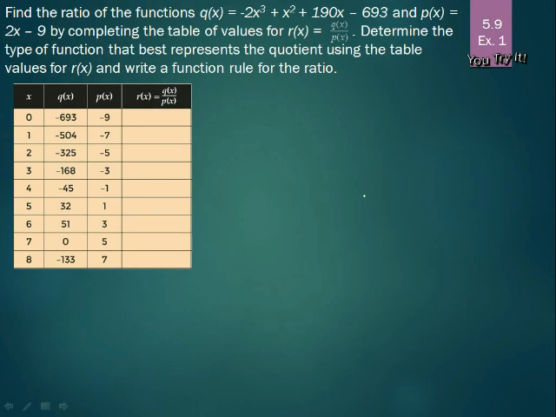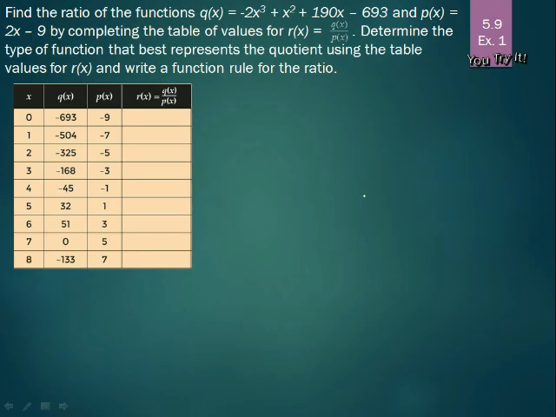Find the ratio of the functions q of x equals negative 2x cubed plus x squared plus 190x minus 693 and p of x equals 2x minus 9 by completing the table of values for r of x equals q of x divided by p of x. Determine the type of function that best represents the quotient using the table values for r of x and write a function rule for the ratio.